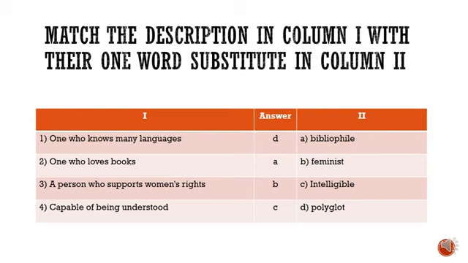Matching the following descriptions in column 1 with their one word substitute in column 2 will give you a better idea how this one word substitute works. If anyone knows many languages, he or she is called a polyglot. If a person loves books, they are called a bibliophile. A person who supports women's rights is a feminist. If anyone is capable of being understood, he is intelligible.